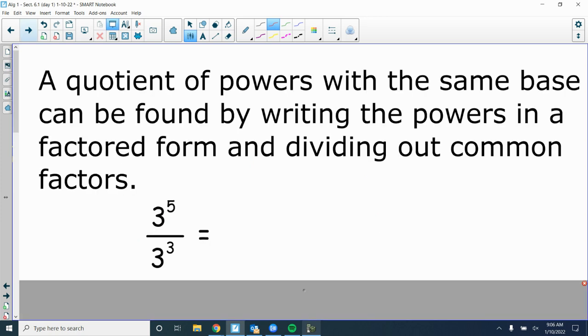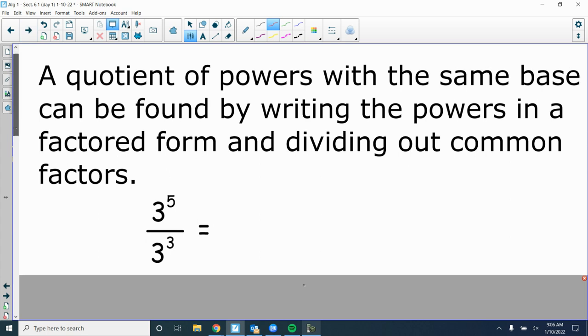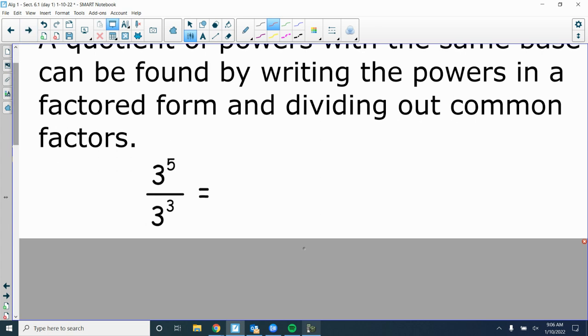All right, again, pay attention. We're just going to develop this rule. We don't know it yet. If we divide, so think about this. 3 to the 5th means how many? Maddie, how many 3s would that be? 5. So I got 3 times 3 times 3 times 3 times 3, over 3 cubed.